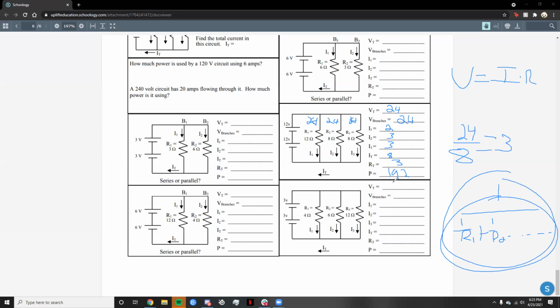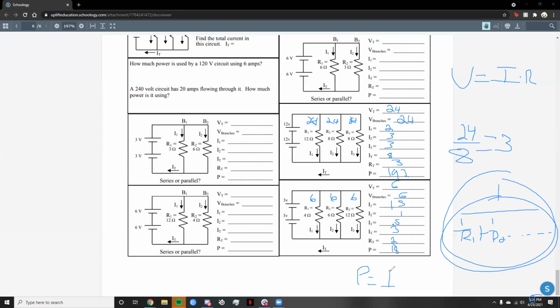We're on this one. So 3 plus 3 is 6. Each branch is 6. 6 divided by 4 is 1.5. 6 divided by 6 is 1. And 6 divided by 12 is 0.5. 1.5 plus 1 is 2.5, plus 0.5 is 3. So 6 divided by 3 is 2. And then 3 times 6 is 18.